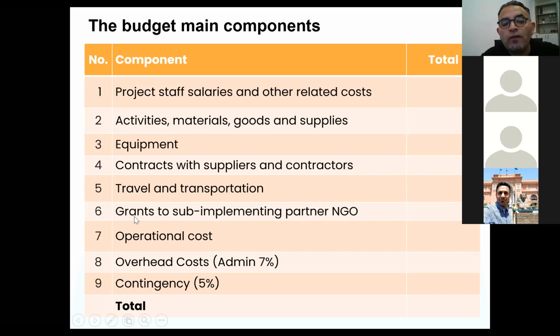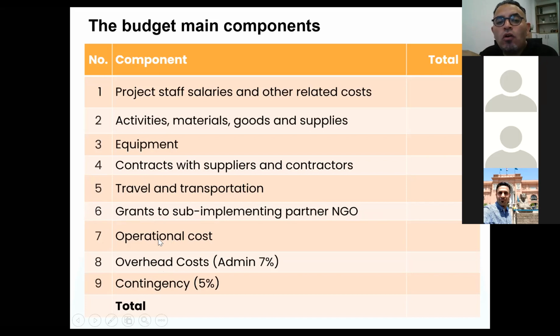Number 6 will cover the grants to sub-implementing partners. If you have other NGOs that will be sub-implementing partners, for example, now the big NGOs, whether they are national or international NGOs, they usually have a co-applicant or an implementing partner. Then the grant that you will give to this NGO will be here, separated, on number 6.